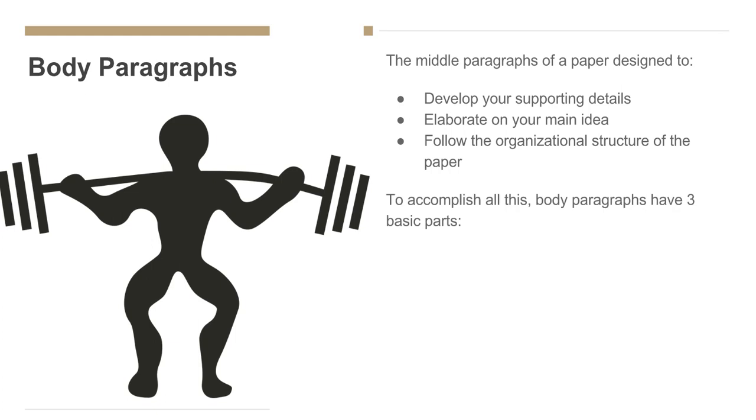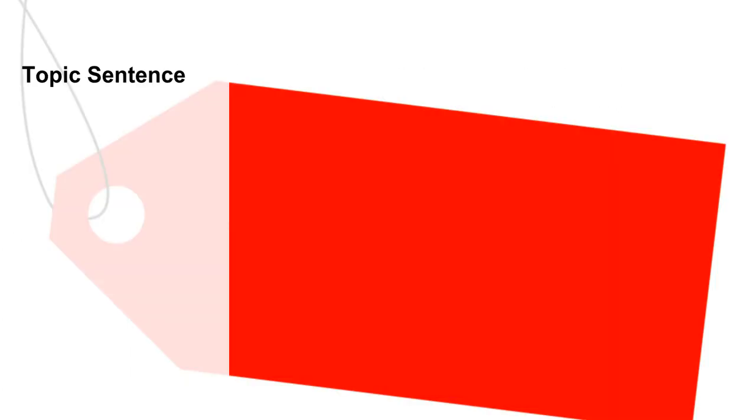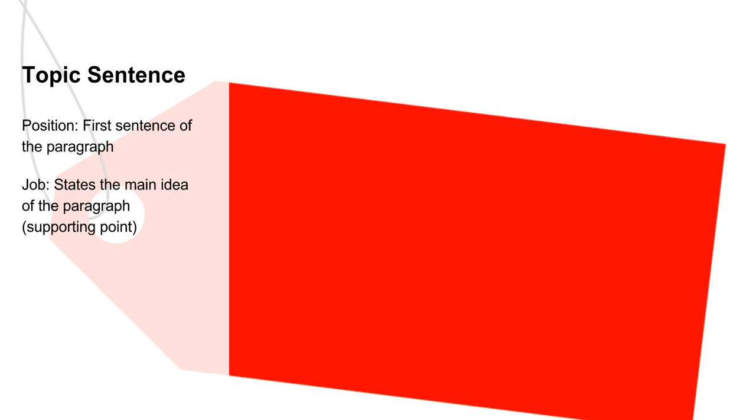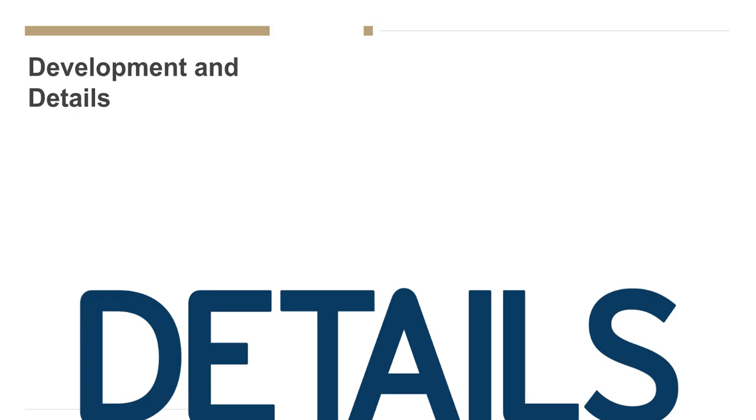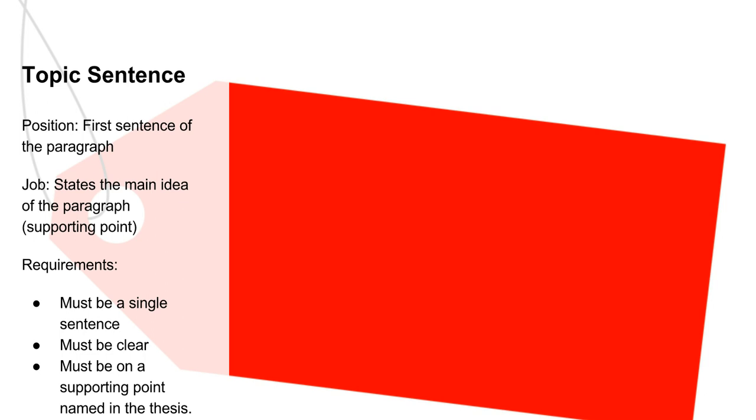To accomplish this, your body paragraphs need three basic parts: a topic sentence, details and development, and a transition sentence. Your topic sentence is the first sentence of the paragraph, and this states the main idea of the paragraph, or the supporting point that you're developing. You have to keep your topic sentence as a single sentence and keep it clear. You also need to be on a supporting point that's named in your thesis. It should follow in order. So the first body paragraph should be the first supporting point that was named in your thesis statement.